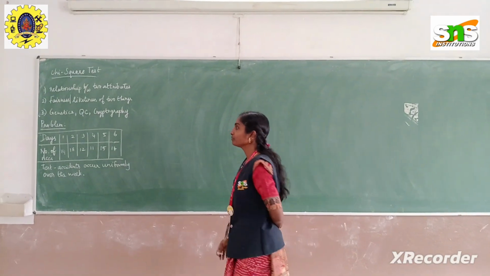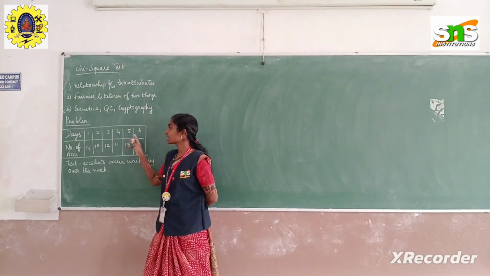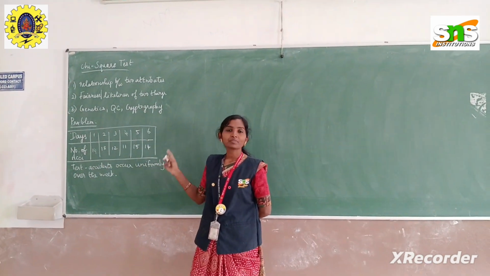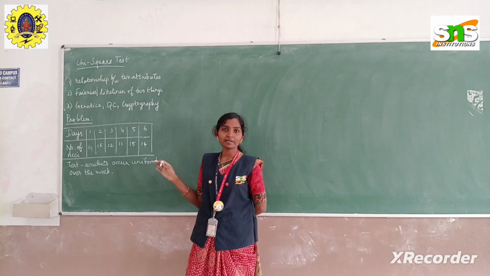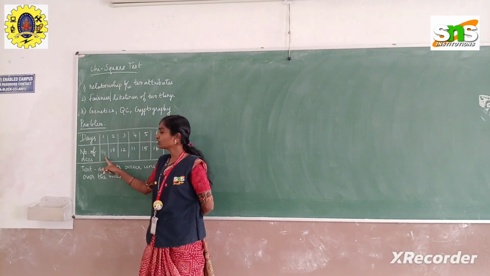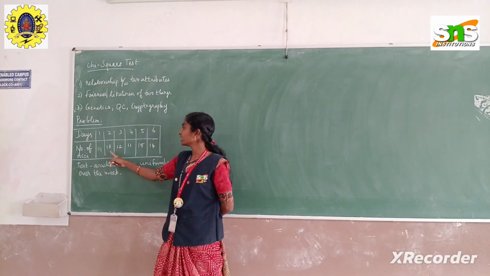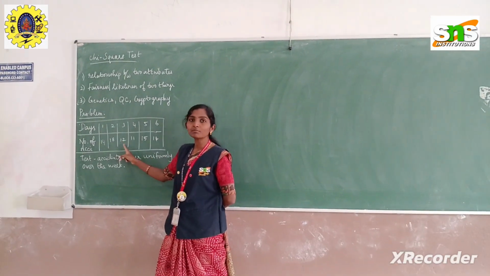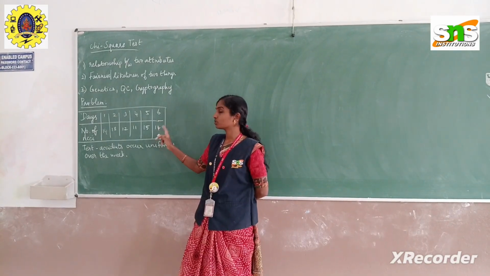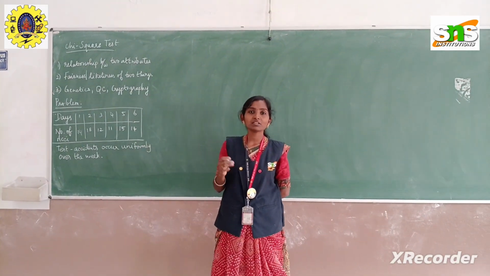So, here is the problem. We are given here the days count and the number of accidents happened. So, we are given that the number of accidents happened in a week time. In day 1 we have 14 accidents, in day 2 we have 18, in day 3 we have 12, in day 4 11, in day 5 15 and day 6 14. So, this is the data given for us.